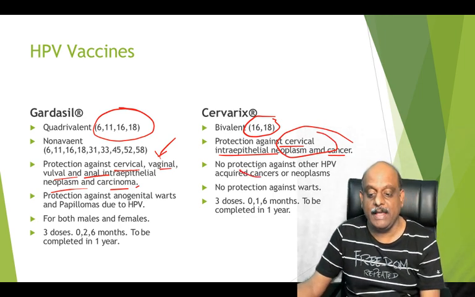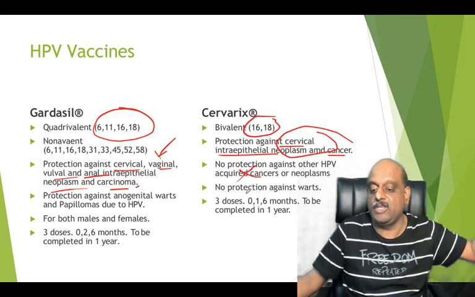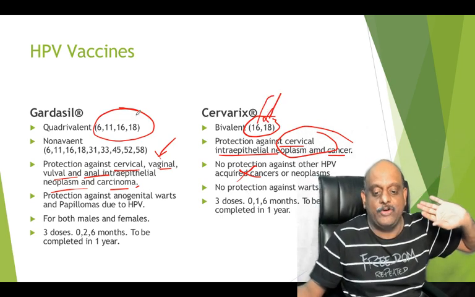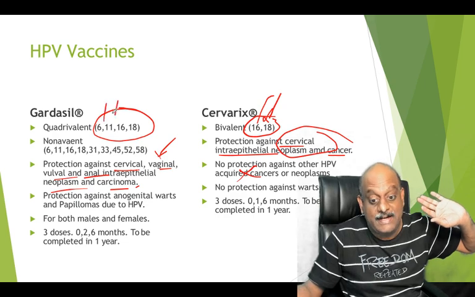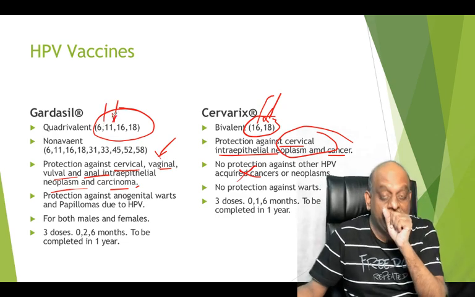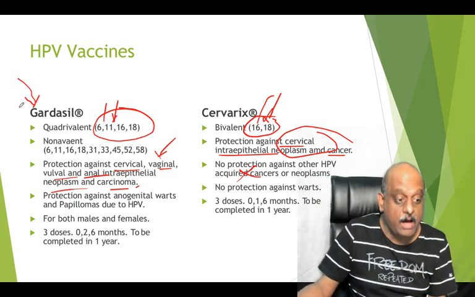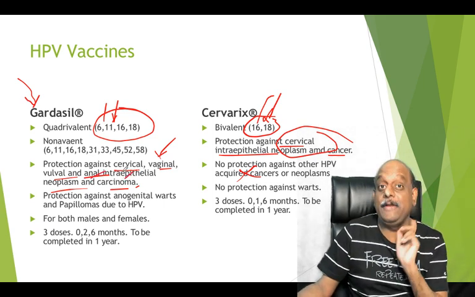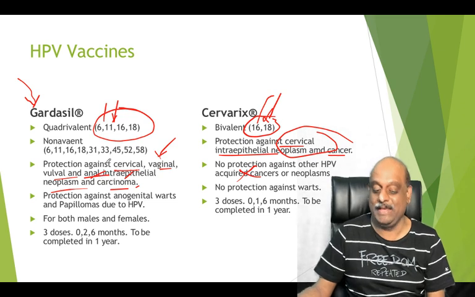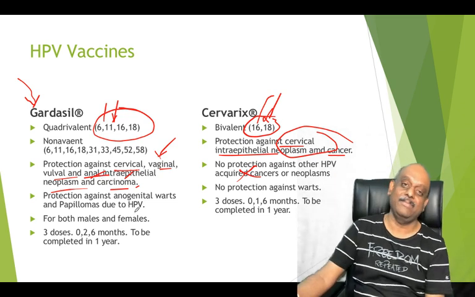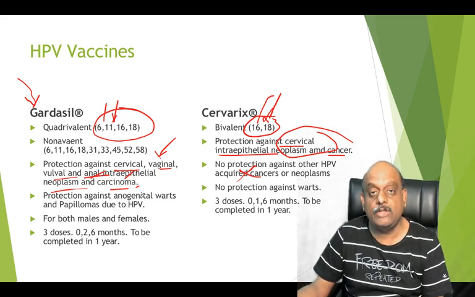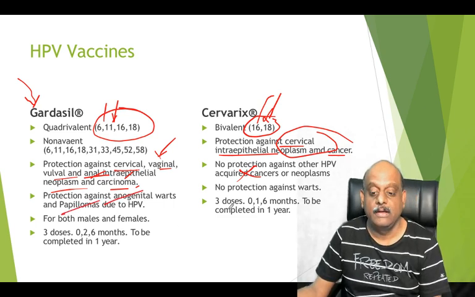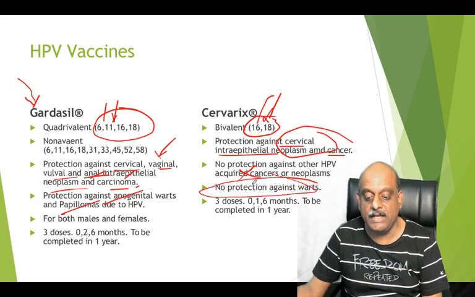No protection against the other HPV acquired cancers because only 16 and 18 are there, no doctor. Here 6 and 11 are also there. So Gardasil will guard you against anal intraepithelial neoplasms also, is what you need to remember. Gardasil also protects against anogenital warts, papillomas. Then Cervarix, no protection against warts.